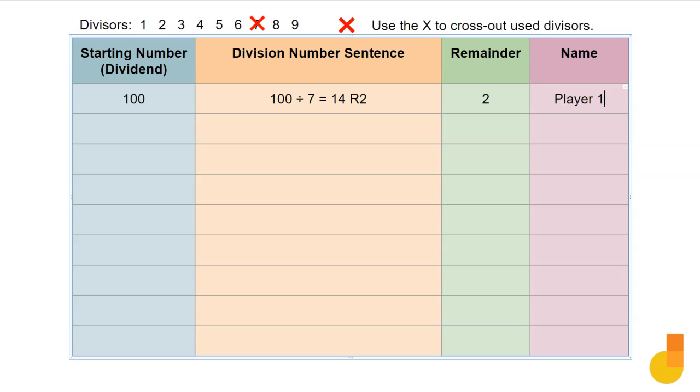Then, it's player 2's turn. To start, we subtract the remainder from the starting number. So the starting number was 100. Now, we're going to subtract the previous remainder, which is 2, from 100, making the starting number 98. That means the dividend will be 98.